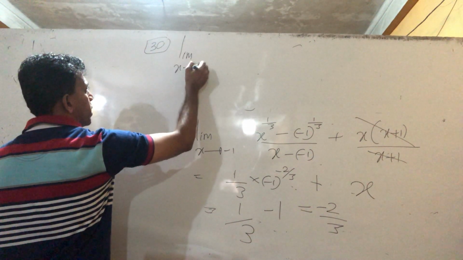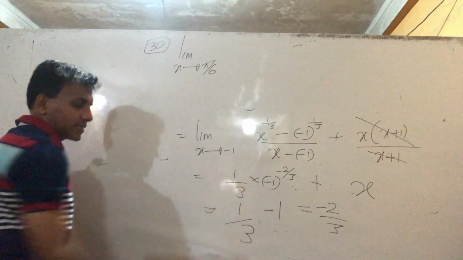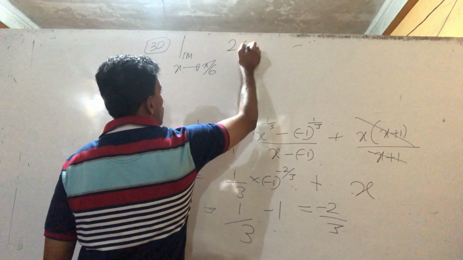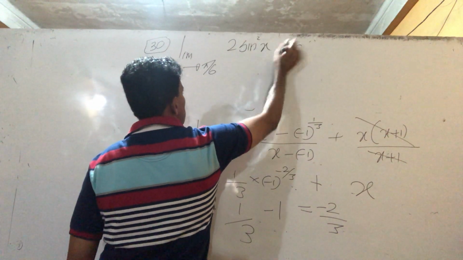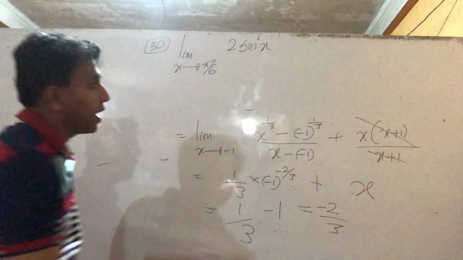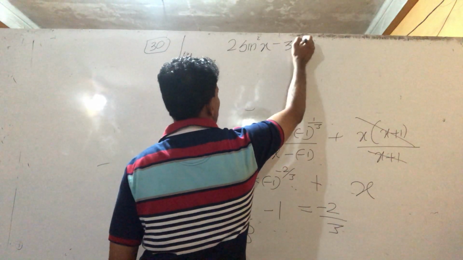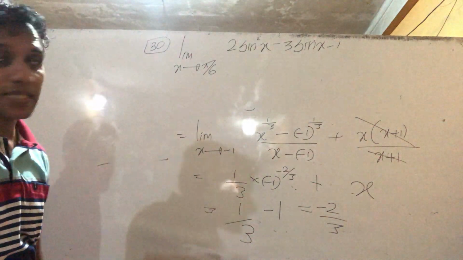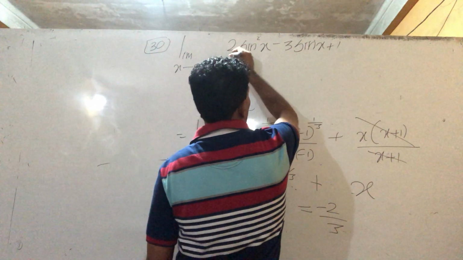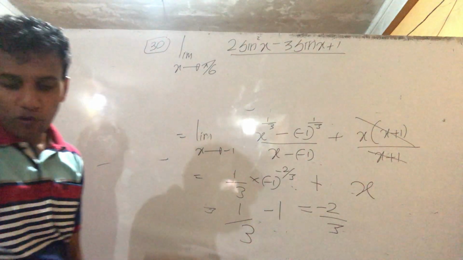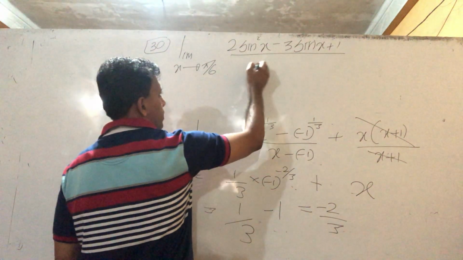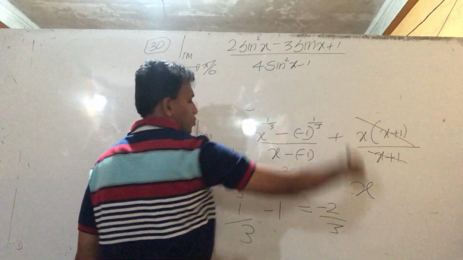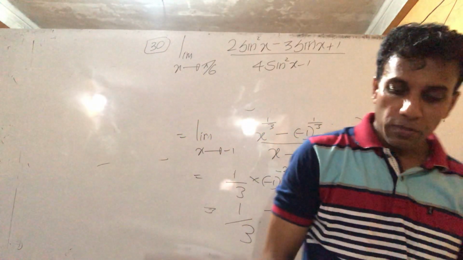x tends to pi by 6, 2 sine square x minus 3 sine x plus 1, over, below that, 4 sine square x minus 1. Simple question, but a trigonometric part.